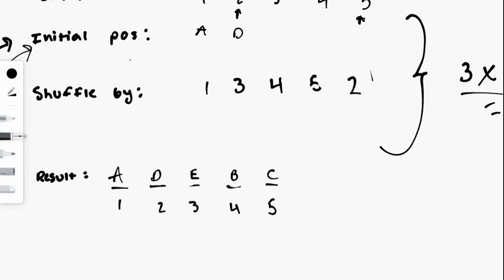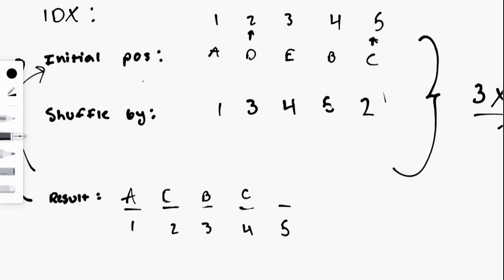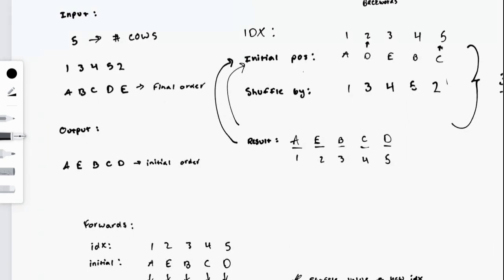So we have A, D, E, B, C. And then our resultant will be the following. C comes in the 4th, E comes in the 3rd, E comes in 2nd, and D all the way in the last. And does this make sense? Yes, it does. It matches our initial order. So as you can see, we went from the final order to the initial order.